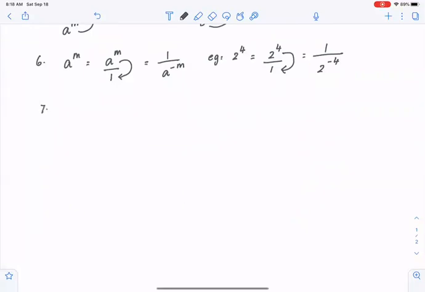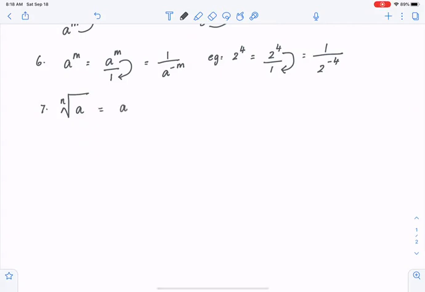Then lastly, that's called the nth root. We will see this later on, but I think this is a good place for us to write it. Just like the square root, we have the cube root, the 4th root, the 5th root, and so on. So this is the nth root.